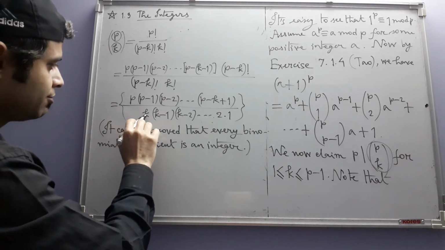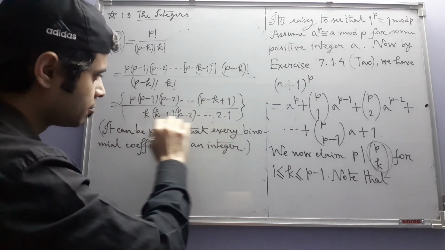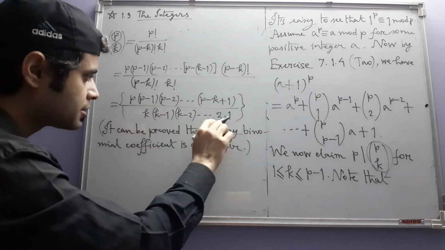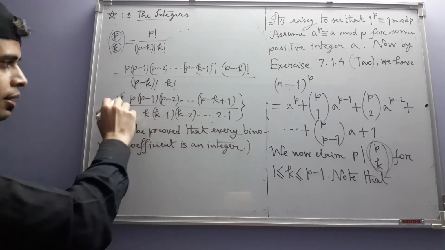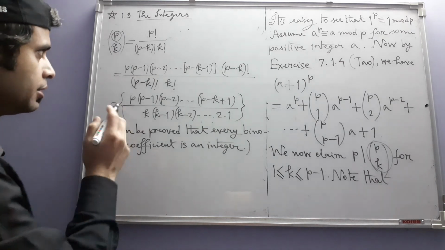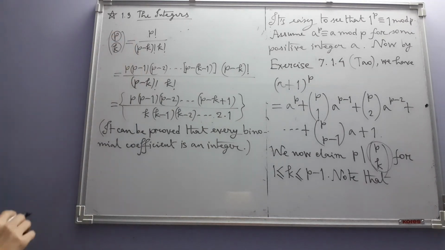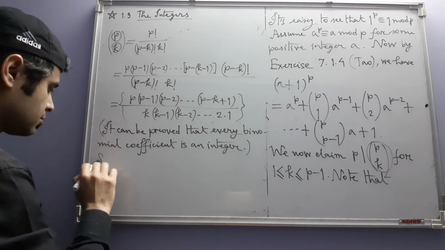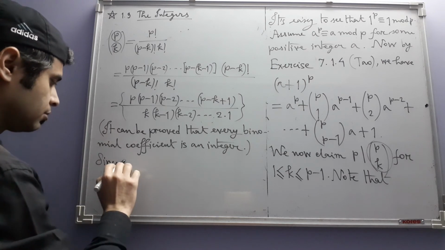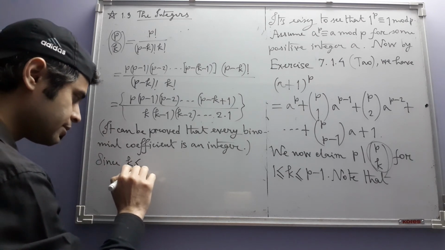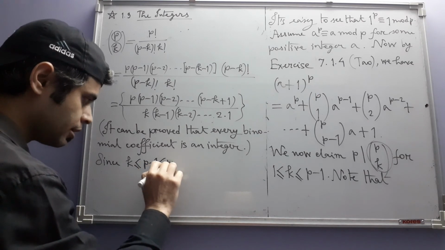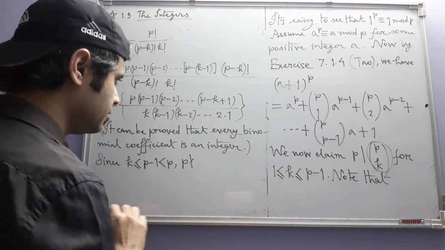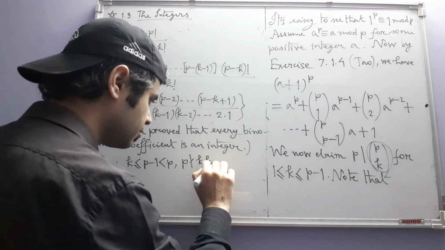Because otherwise, if p appears in the denominator and somehow these two cancel out, then we don't have any p here. In that case, p will not divide this. So the argument goes like this. Since k is less than or equal to p minus 1, which is less than p, p does not divide this product.